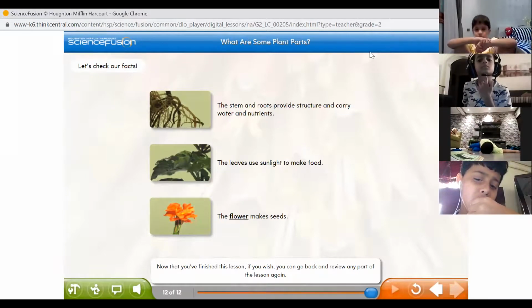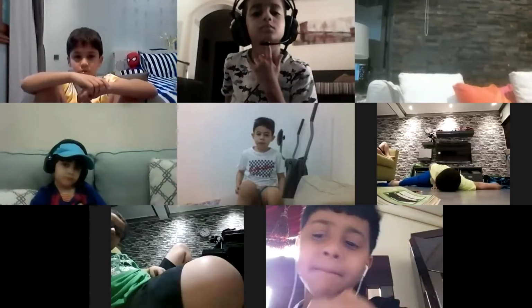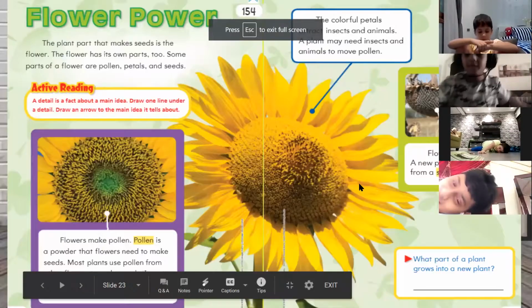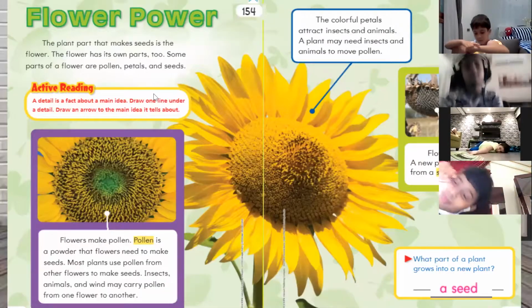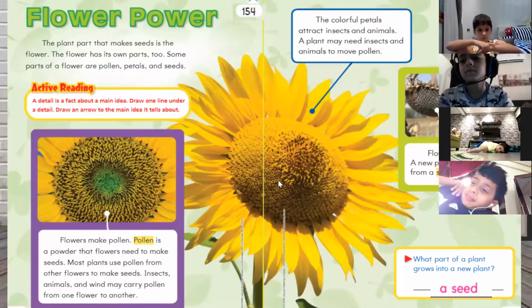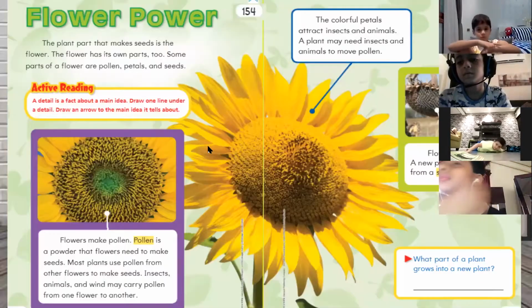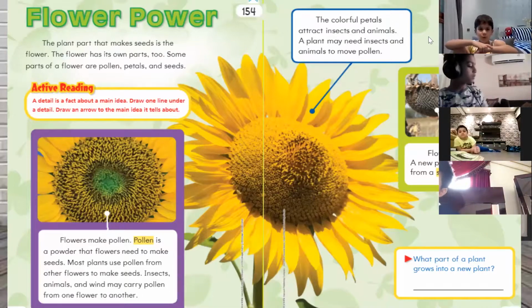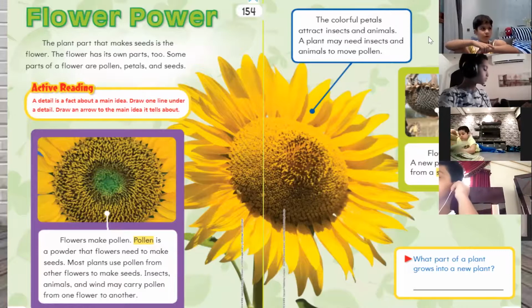Okay, let's go back to the book. Back to the book. Quickly, quickly. Okay, guys, back to the book. Look at the flower power. This is a flower power, sorry. This is a flower power. Open to page 155.